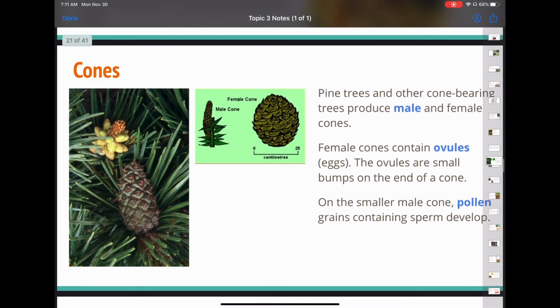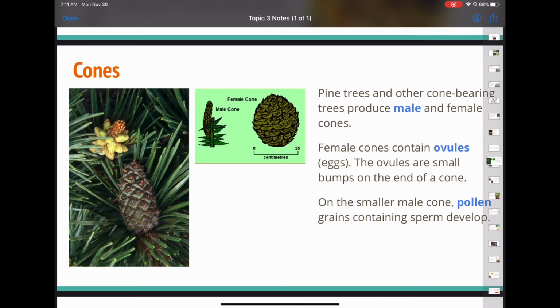So the first way that we're going to look at is through the use of cones. Okay, so pine trees and other cone-bearing trees produce male and female cones. So that's maybe something that you didn't realize before. But coniferous trees, which basically just means cone-bearing trees, when you think of a Christmas tree or trees that have those green needles like a pine tree, they actually have two types of cones, and you can see them in the pictures here. So the smaller cones are the male cones, and the larger cones are the female cones.